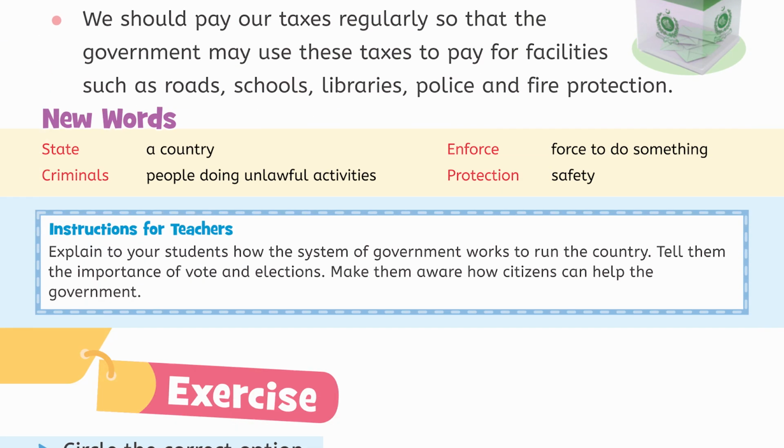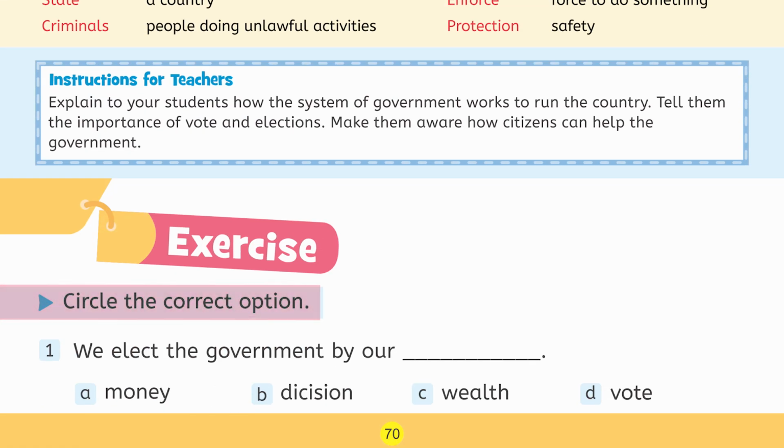So first of all we have to circle the correct option. We elect the government by our option A money, option B decision, option C wealth, option D vote. So we elect the government by our vote, so option D is the correct option.